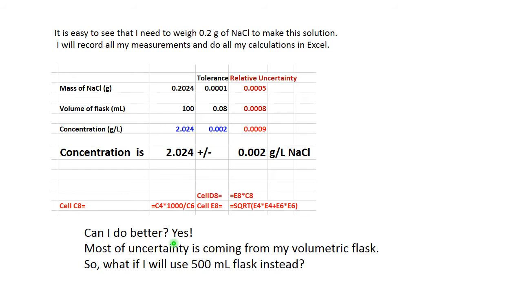Can I do better? Yes. Where is my uncertainty coming from? The largest relative uncertainty is coming from my volumetric flask. So instead of a 100 ml flask, I can try a larger flask with better precision, that is a 500 ml flask. Let's look at what will happen.